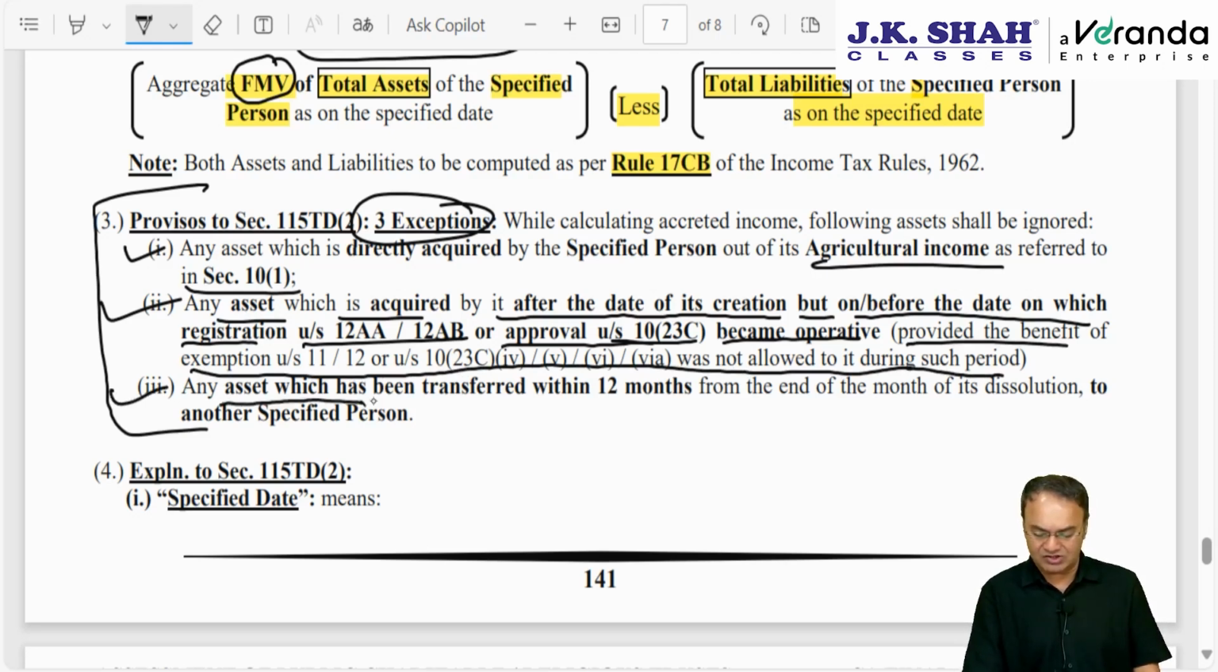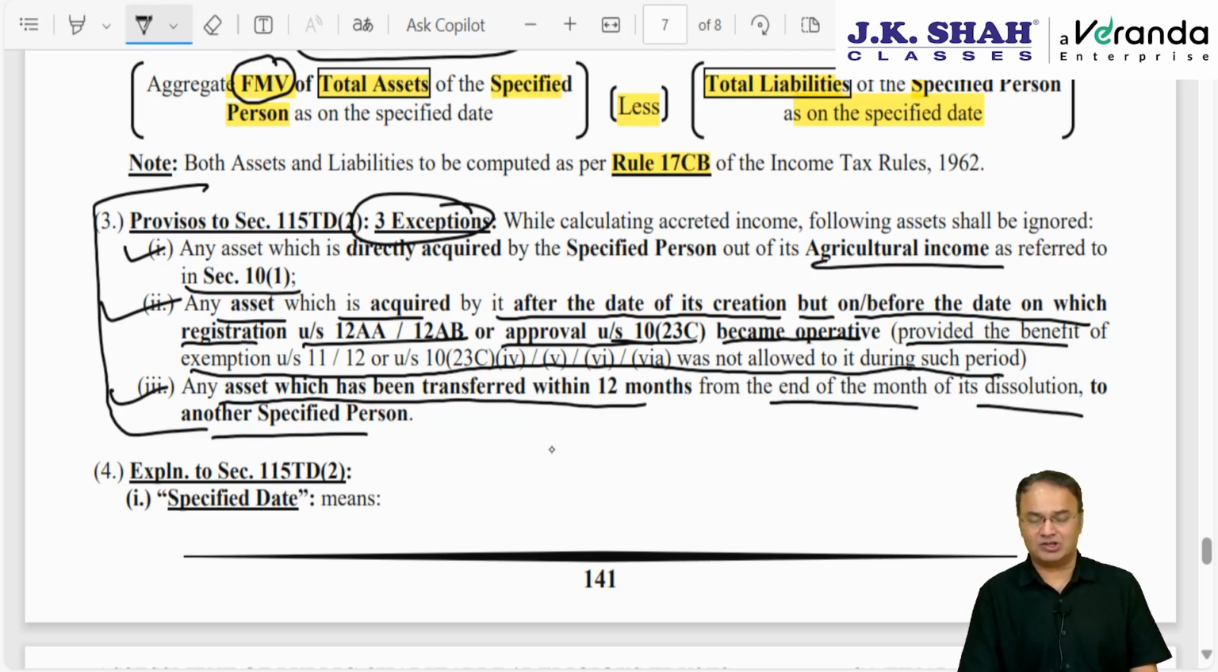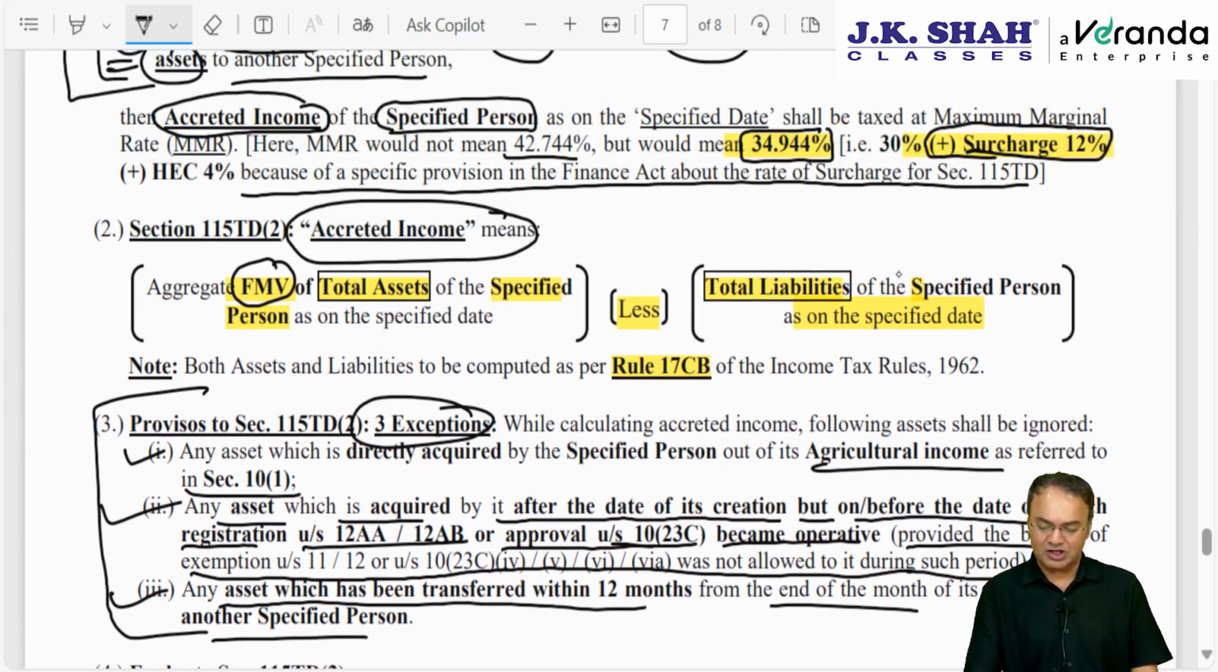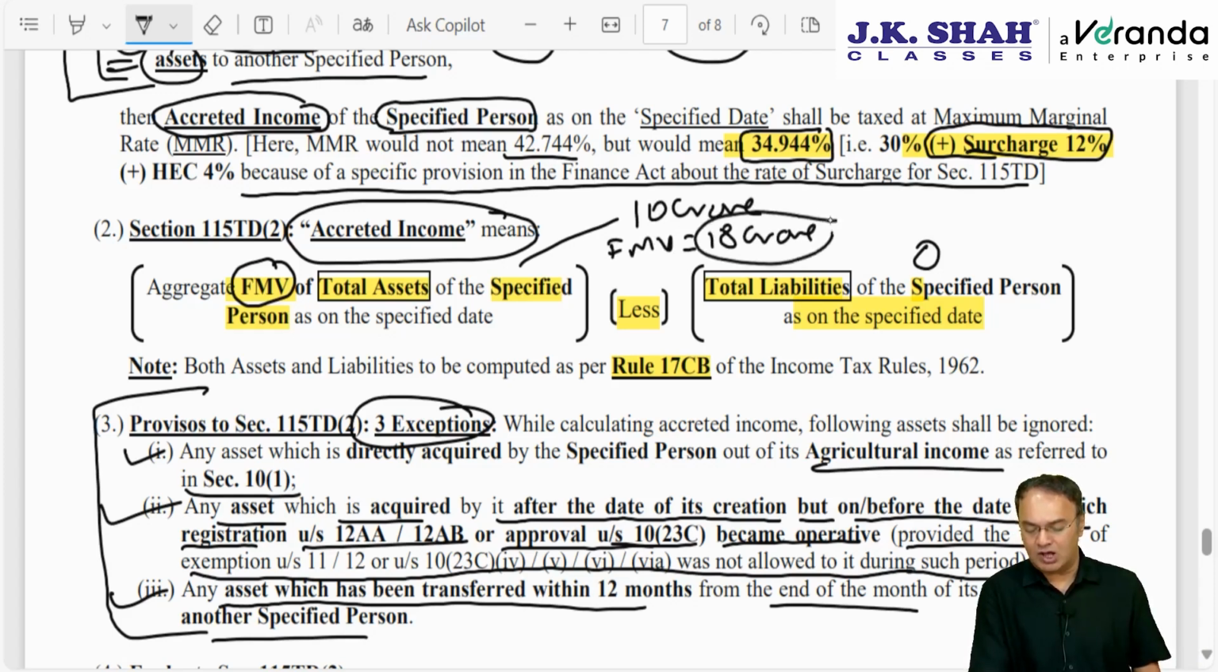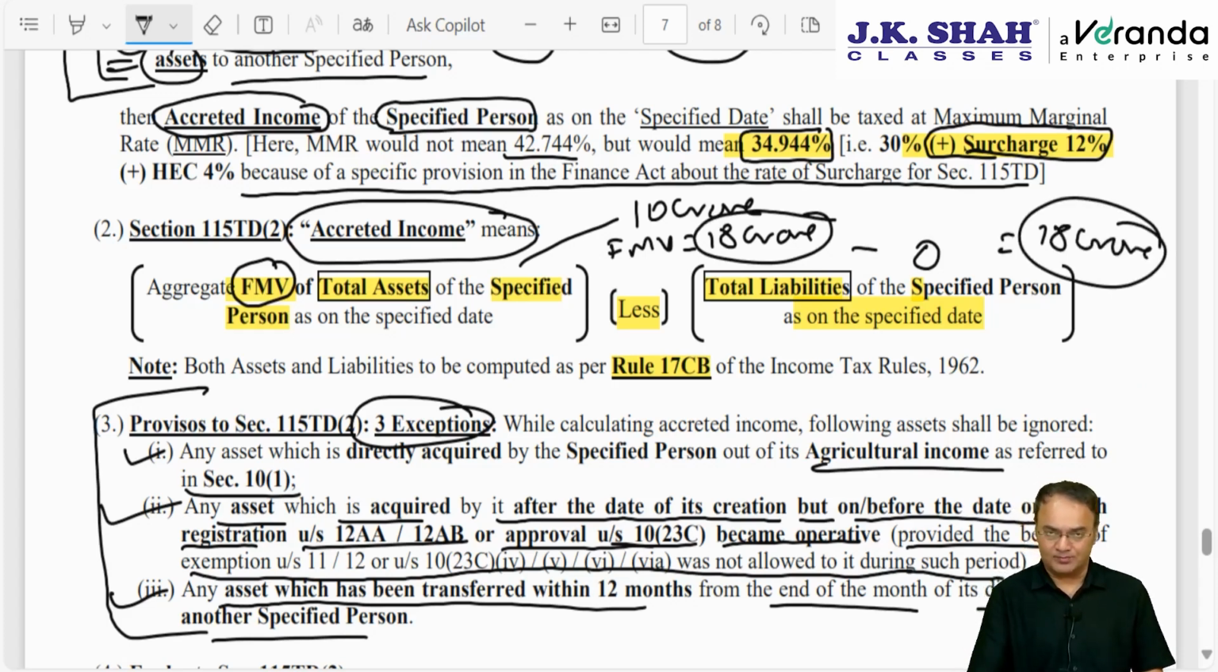And last, an asset which has been actually transferred within 12 months from the end of the month of dissolution to another specified person. First of all you need to understand that suppose liabilities are 0 and assets, as per books of accounts, were acquired for 10 crore. Now the market value, FMV, is 18 crore. Then what will be taxed here will be 18 crore minus liability 0. 18 crore will be accreted income, taxed at a flat rate of so and so.